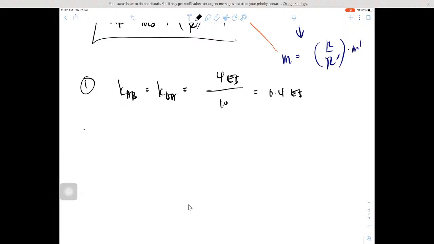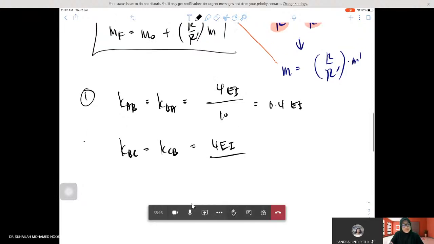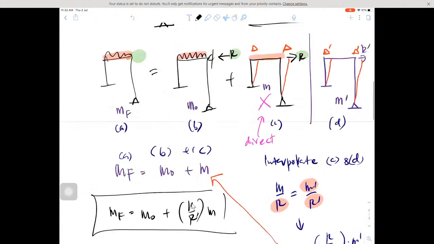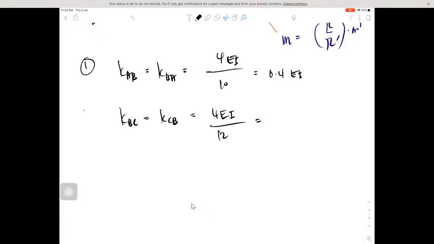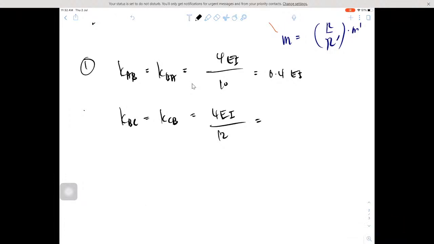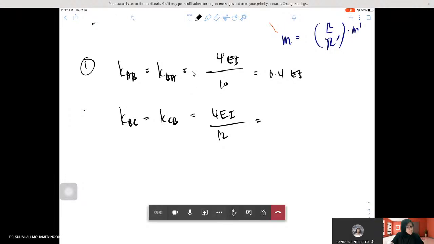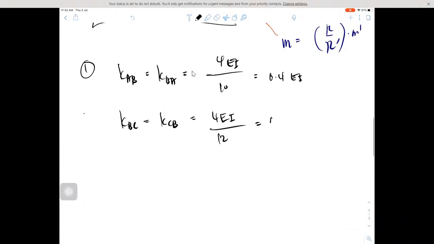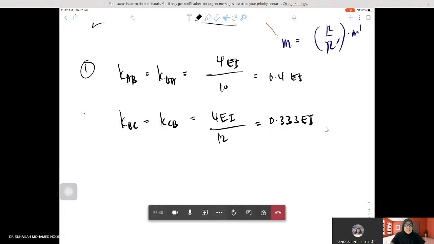Okay, so member number 2, KBC is actually equal to KCB because the stiffness is the same. It is an internal member, so 4EI divided by the length, and the length is 12. That is 1/3, 0.333 EI.